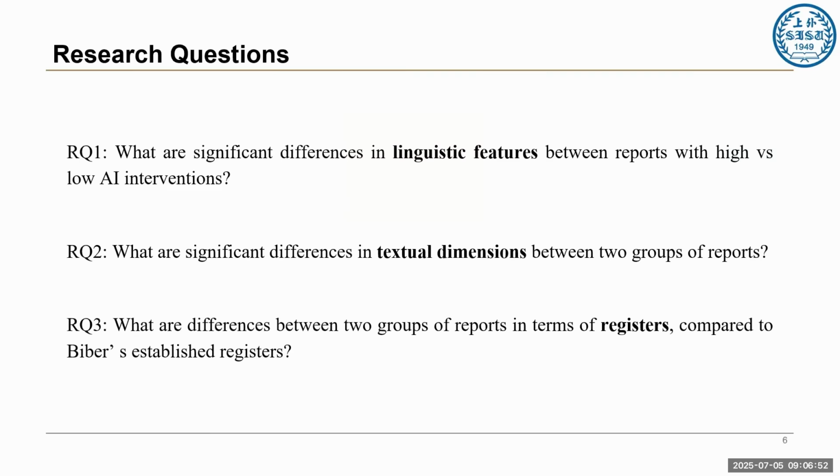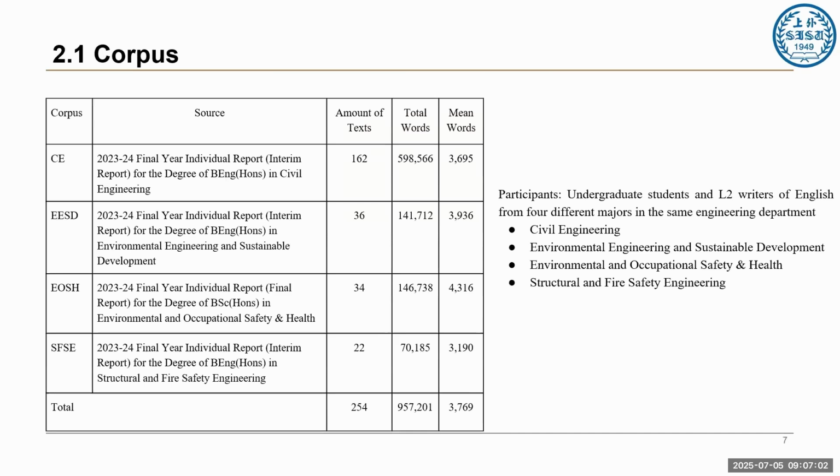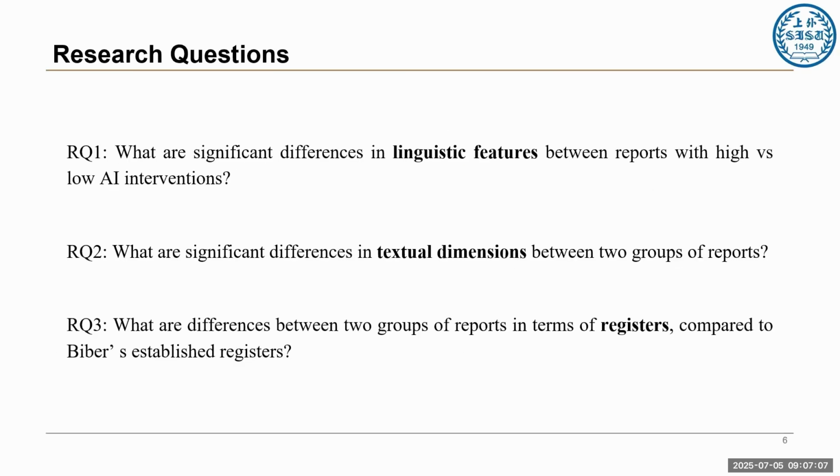And the third one focuses on registers. We want to see if there are any differences between the two groups of reports compared to Biber's established registers in 1988. So basically there are three levels, from linguistic features to textual dimensions, and at last we focus on registers.